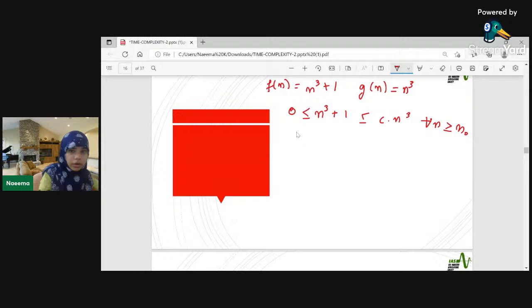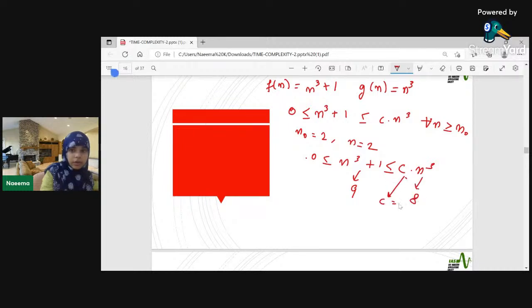Let's take n naught as 2. Again, n will be 2 because we know the condition: n is anything that's greater than or equal to n naught. So let's start with 2. Here's the equation, and on substituting the values of n in the equation, we get 9, and n cube is 8 when c is 1. So 8 is smaller than 9. So we see that this does not work. The equation is not satisfied for c equal to 1.